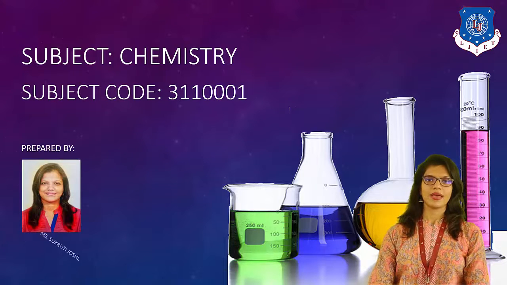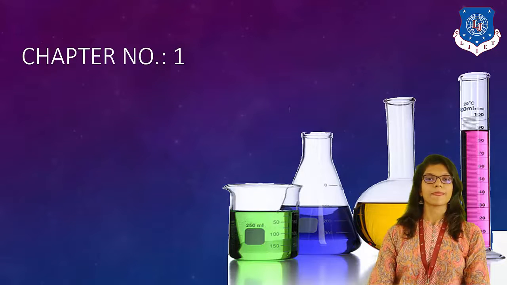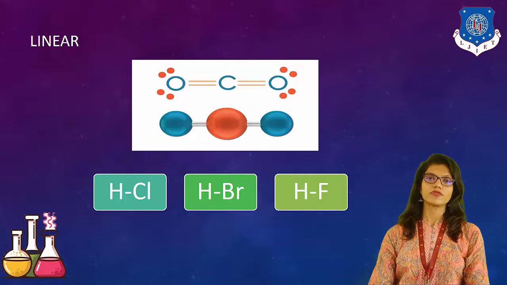3110001. Here, in our previous session, we have started our chapter number 1, which is general chemistry. In general chemistry, we have seen different kinds of bonds, their examples, their types, structure of the atom. Along with it, we have observed a particular kind of shape and coordination number also.